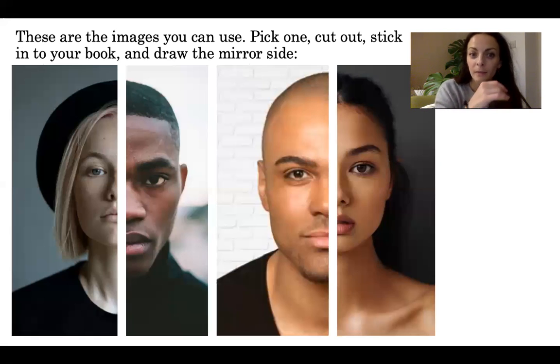The main task again is to cut out one of these from your resource sheet, stick it onto a page in your book and draw the mirror half exactly. And I'm going to look forward to seeing what you produce when I'm back tomorrow, and hope that you find the task easier to do now that we've had a look at facial proportions.